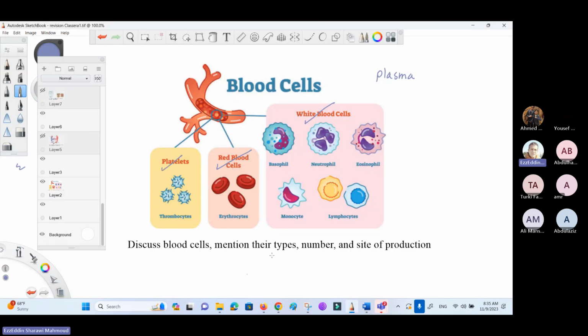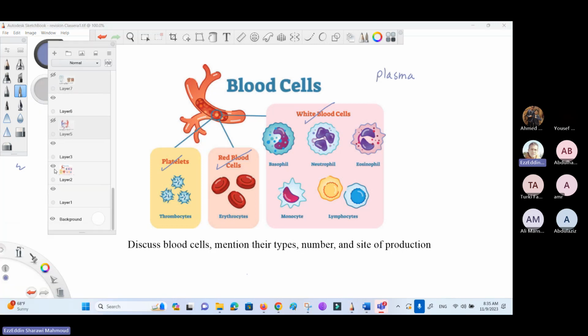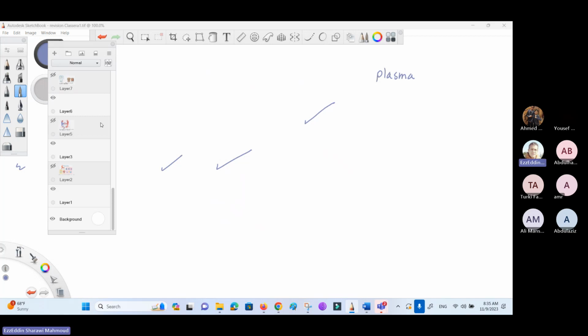Go to the functions. We need to mention the function of each one of them. Red blood cells carry oxygen gas. White blood cells help in immunity, so they can fight diseases and defend the body against some pathogens like microbes, viruses, and others. But platelets play an important role in the clotting process that helps prevent bleeding and stops the invasion or entering of some microorganisms. Okay. Go to another one.